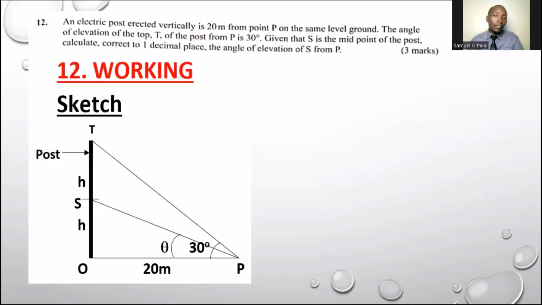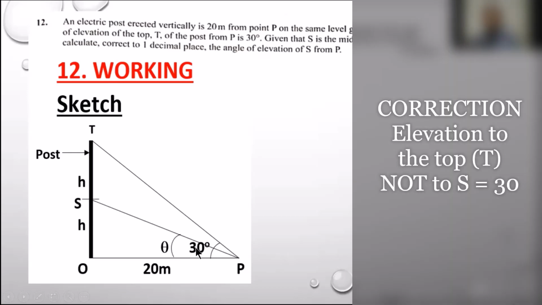Now, the best thing to do, my student, is to do an illustration. You need to draw this illustration. I've done an illustration for you. There is a point O, maybe the bottom point of the post, and a point P somewhere here, 20 meters away. That has been given in the question. There is a point S, the midpoint of the post, and of course the top of the post. The angle of elevation from point P to the top is 30 degrees, as you can see, the angle 30 here.